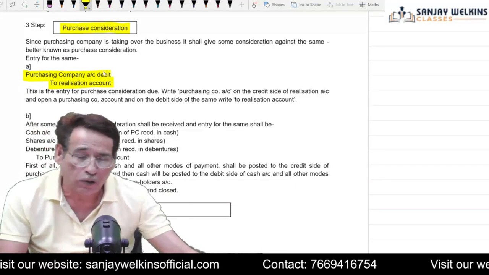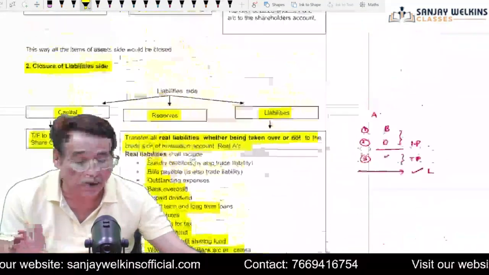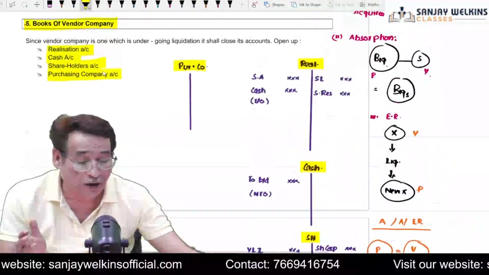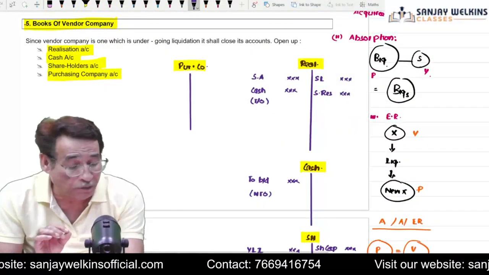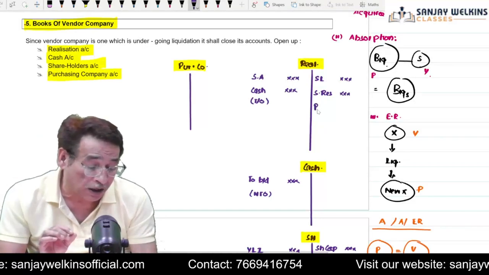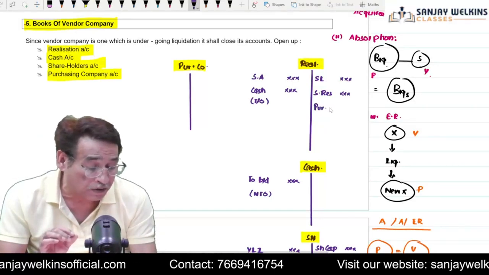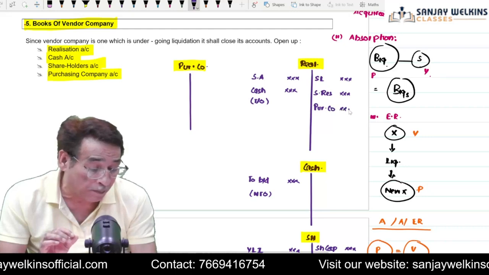So first of all, we'll pass the due entry for purchasing company, which is purchasing company account debit to realization account. So because of this entry, I'm going to write here on the credit side of realization account by purchasing company.